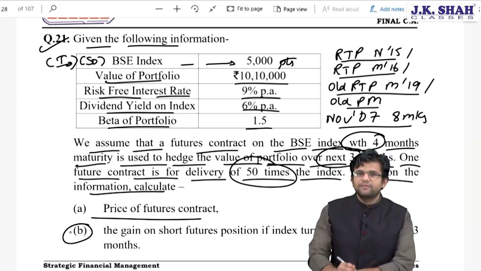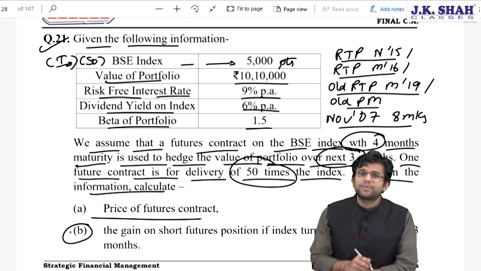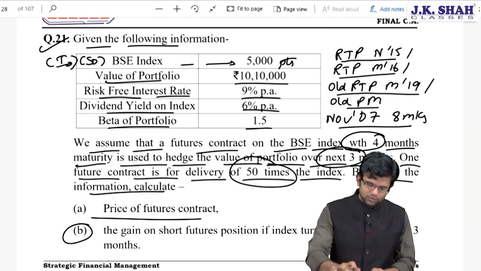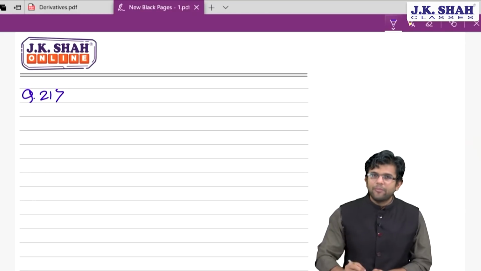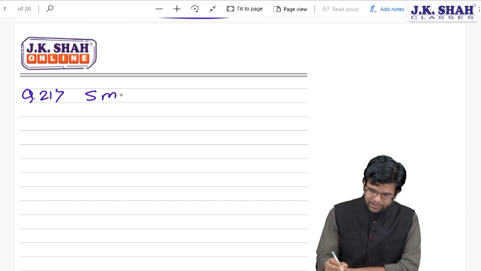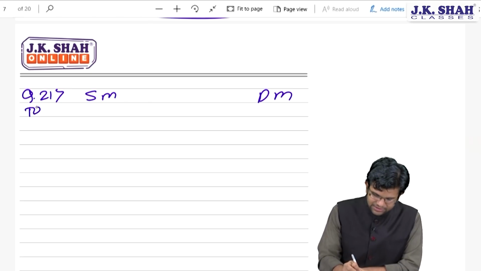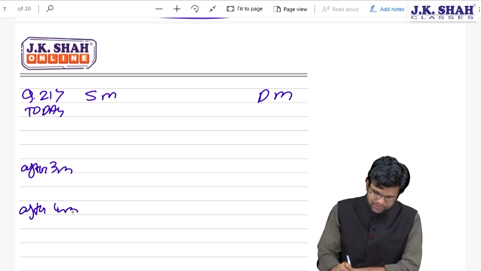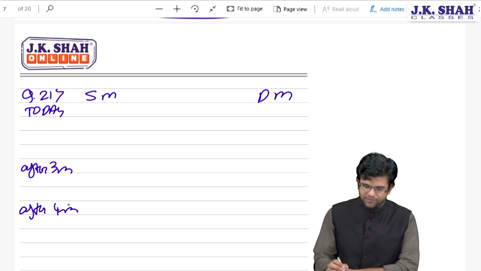Based on the information, calculate the price of the futures contract. Students, point number B, we will see later. Right now, they're asking us the price of the futures contract. Now, students, please understand. I'm writing here question 21. See, this is the spot market. This is the derivative market. Now, let's say this is today, this is after 3 months, this is after 4 months. Today, after 3 months and after 4 months.